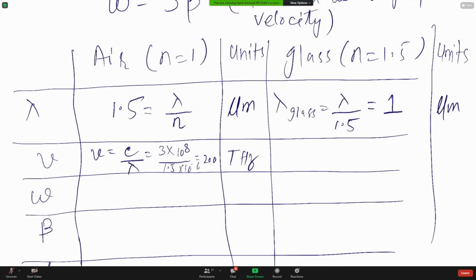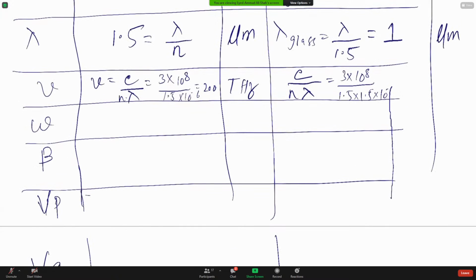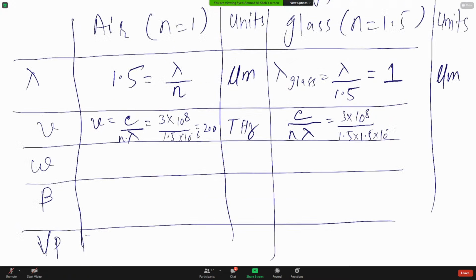Similarly, for glass, your formula is C over n lambda. Let me put n here as well. So C over n into lambda is, sorry, C is 10 to raise power minus 6, which means your frequency again is 200 terahertz. Make sense? So your frequency is not changing, as I said.